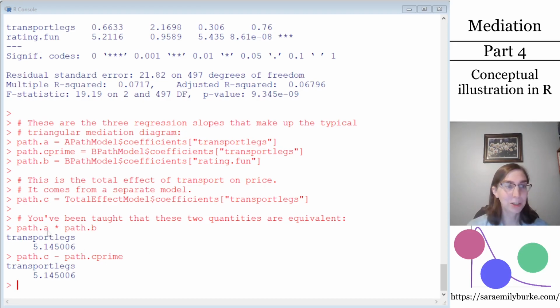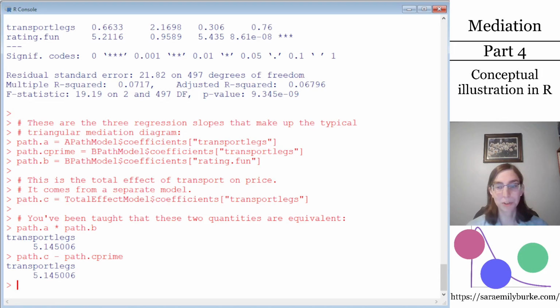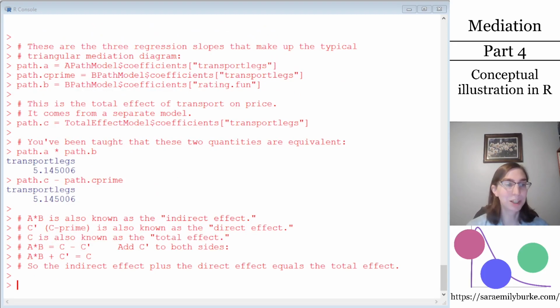By taking the A slope and the B slope and multiplying them together, I get this number, 5.15, which is an estimate of the indirect effect of legs on price via fun. And C minus C prime comes out to exactly the same number, and it always will when you fit models like this. A times B is known as the indirect effect. C prime is known as the direct effect, and C is known as the total effect.